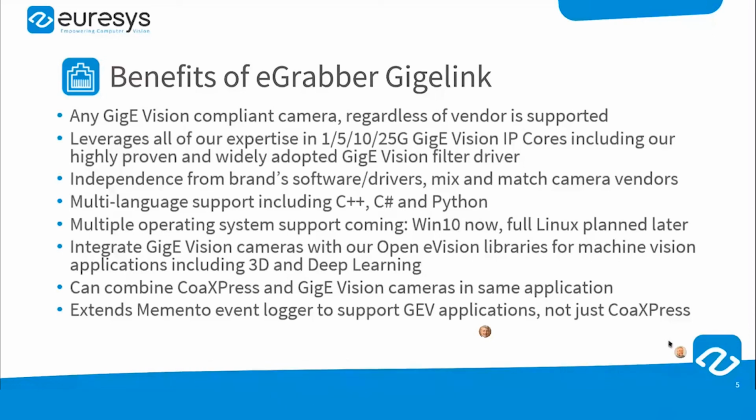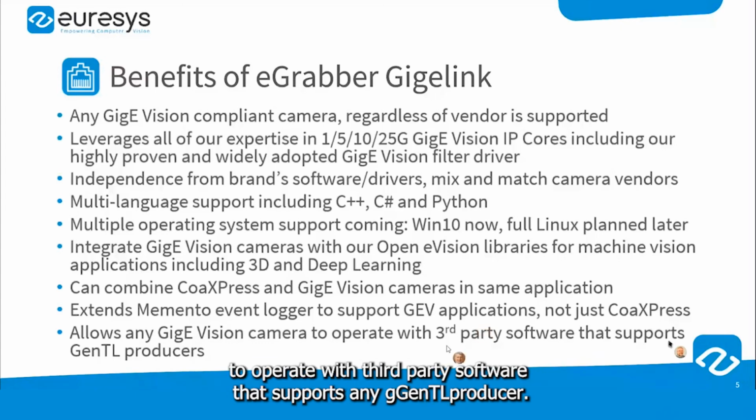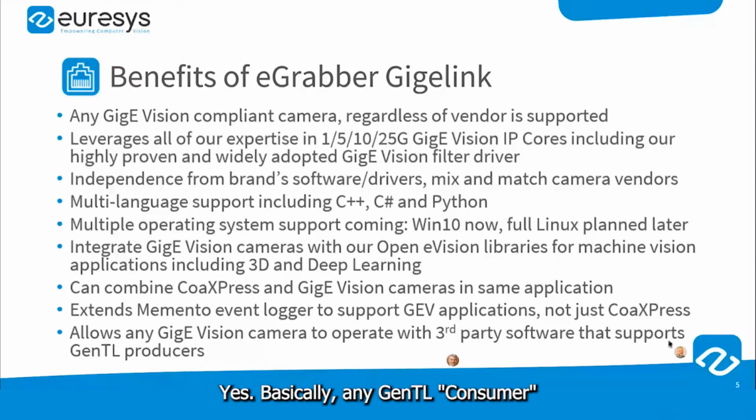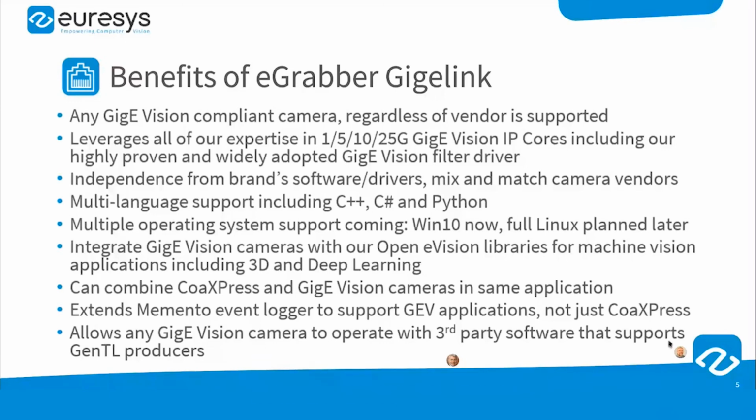And finally, this would allow any GigE Vision camera to operate with third-party software that supports any GenTL producer. Is that correct? Yes, basically any GenTL consumer can connect to a Euresys CoaXPress or GigE Vision producer to control and acquire images from the respective camera. So even if a GigE Vision camera vendor does not necessarily support these applications directly, we now allow that camera to be able to work with these applications.